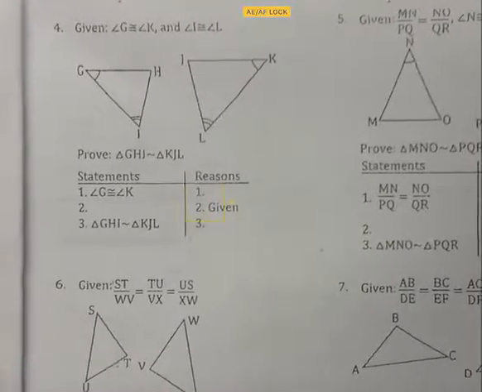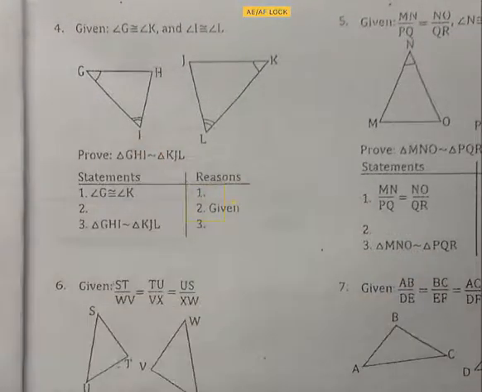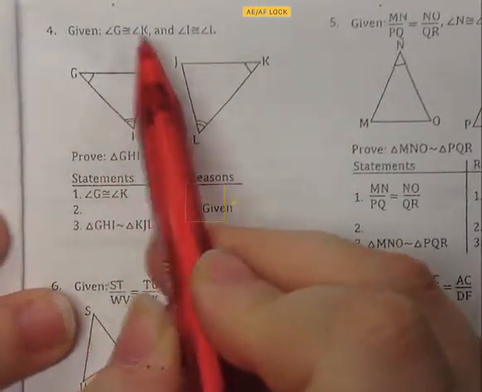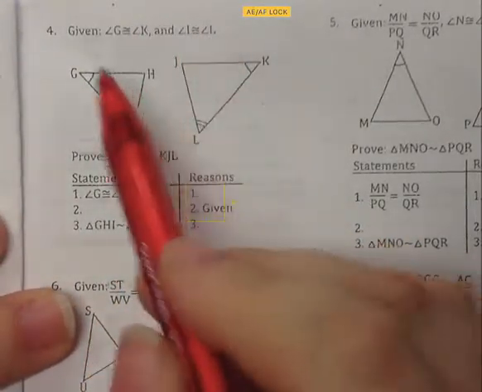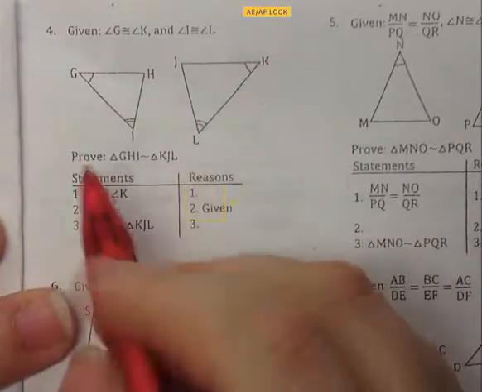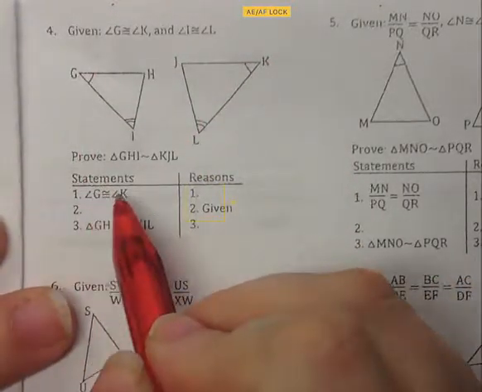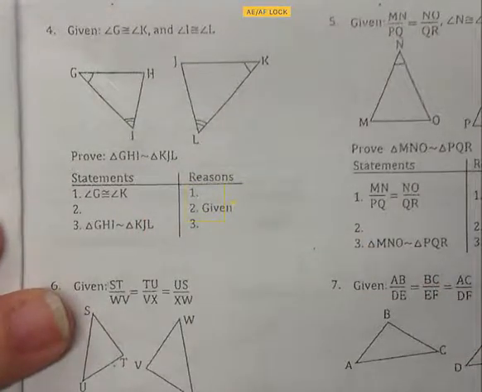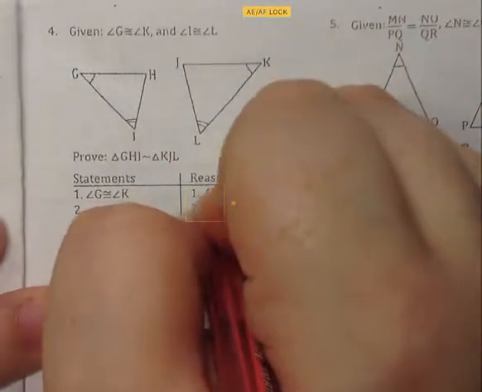This video is on proving that triangles are similar. Our first example is we have angle G is congruent to angle K and angle I is congruent to angle L. Those are already marked in our picture. So our statements, the first statement is our first given. So the reason why these are congruent is because it is given to us. So we would say given.